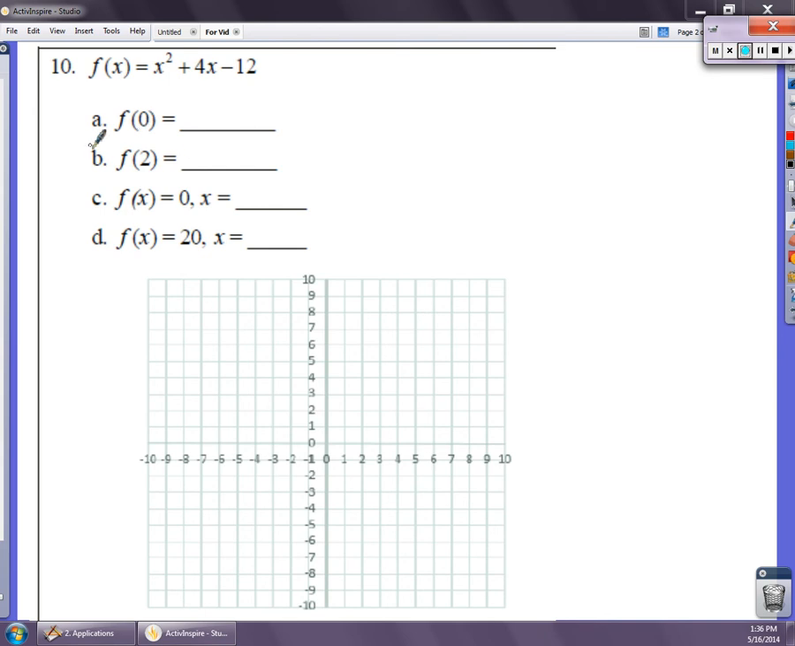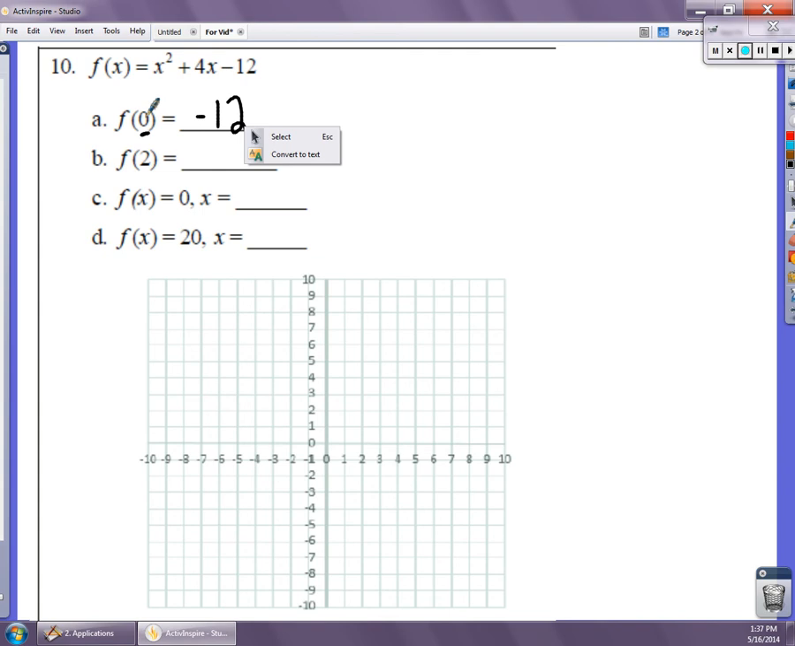So here, we know that this is in function notation. This is saying, what is the function if you put in a 0 for x. Really, that's the y-intercept, when x is 0. And we know that if this is in standard form, negative 12 is actually the y-intercept. So I know that when x is 0, y is negative 12. So f of 0 is equal to negative 12. Same answer if you plug in a 0.